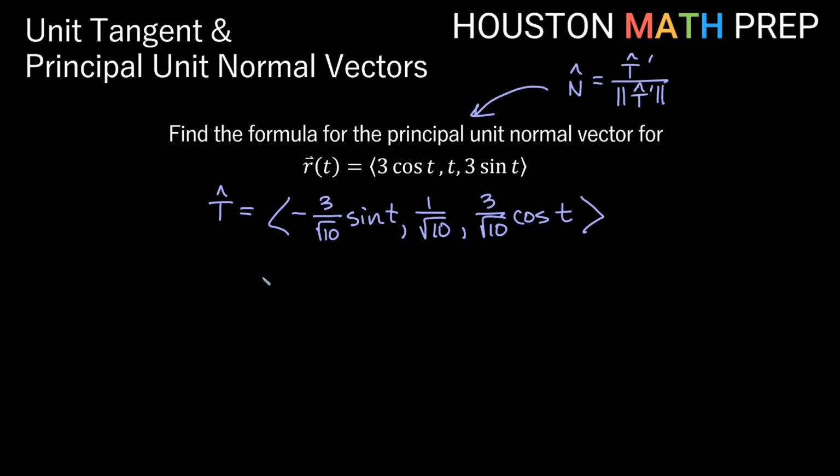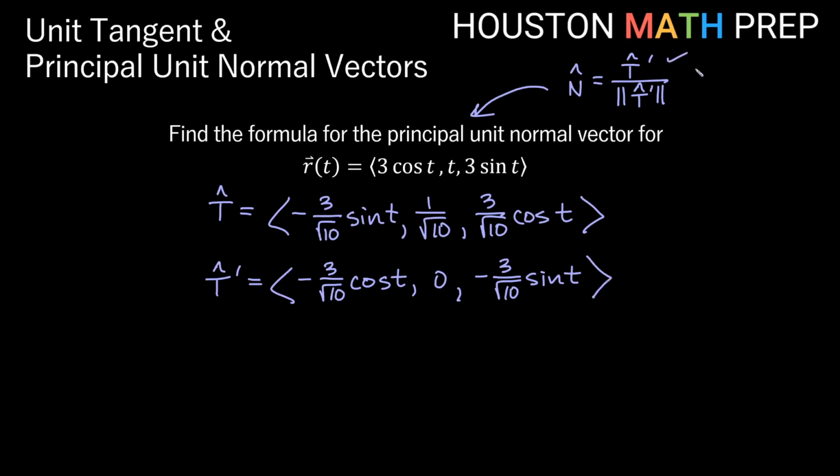So let's go ahead and do our t hat prime. So t hat prime we'll need first. That's going to be the derivative of this. So we'll still have our multiple of negative 3 over root 10 cosine of t now. The derivative of this 1 over root 10 is going to be 0. And here the derivative of 3 over root 10 cosine t will be negative 3 over root 10 sine of t.